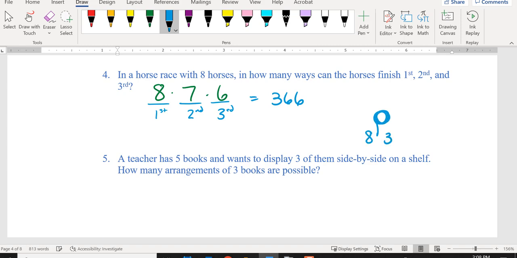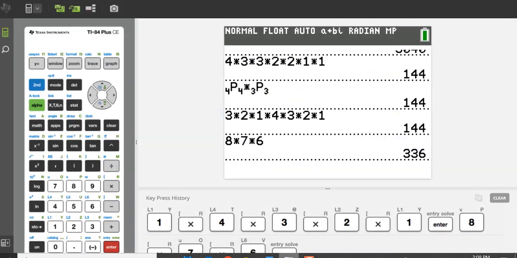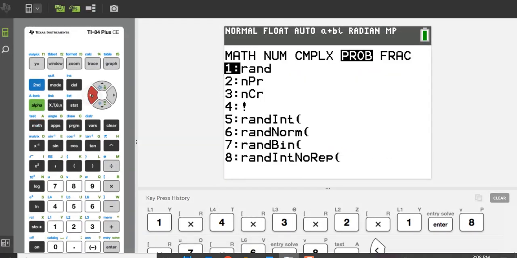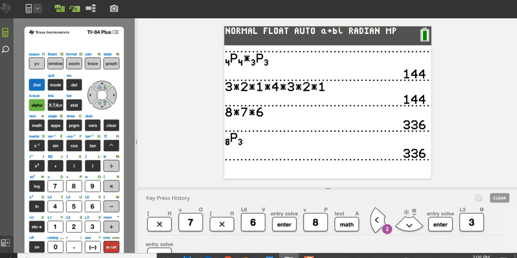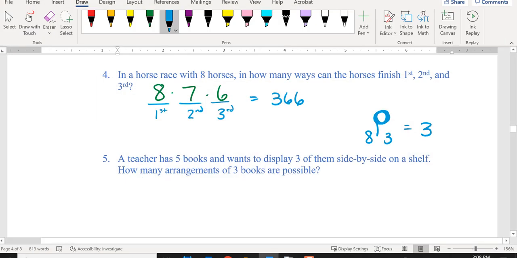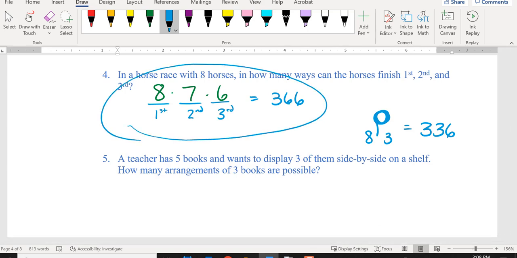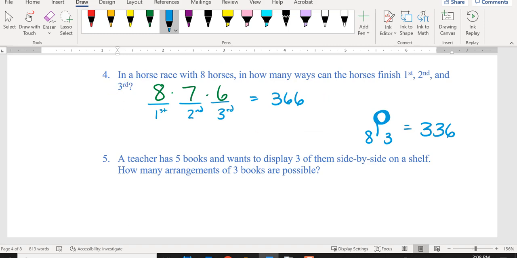8 pick 3 is 336. I'm trying to show you that there are 2 different ways to think about this. I tend to think about using the multiplication principle.